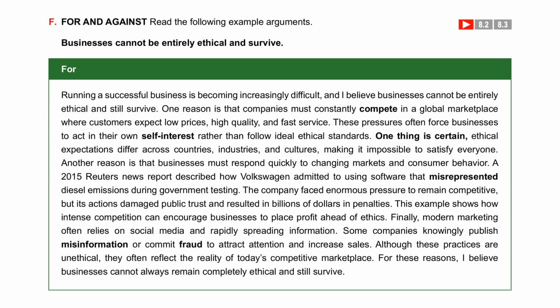Task F. For and against. Listen to both model arguments and follow along in your textbook. Notice how each speaker states a position, develops reasons, introduces evidence, and uses the language from the unit. Consider which arguments you find most convincing.